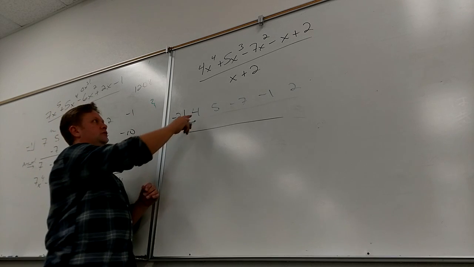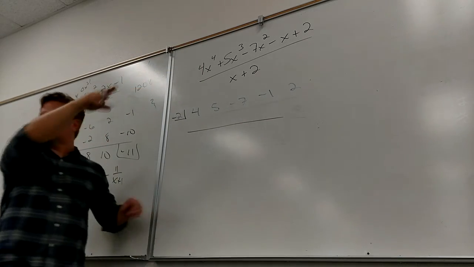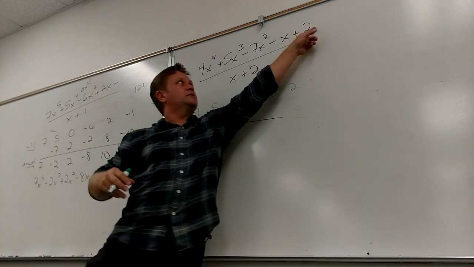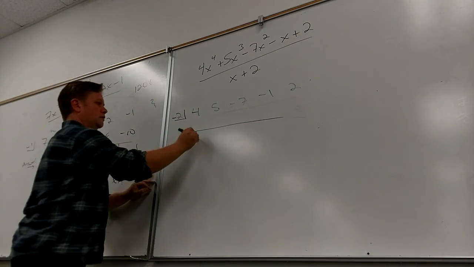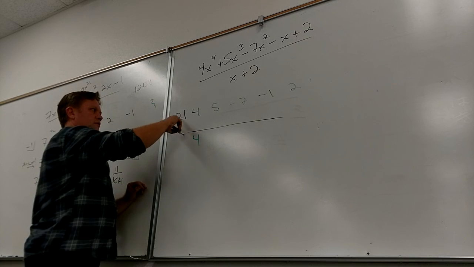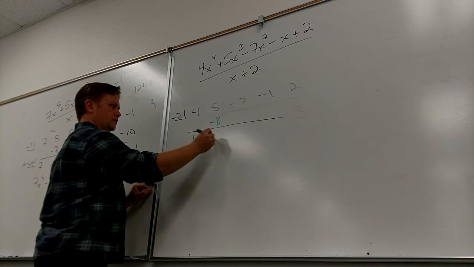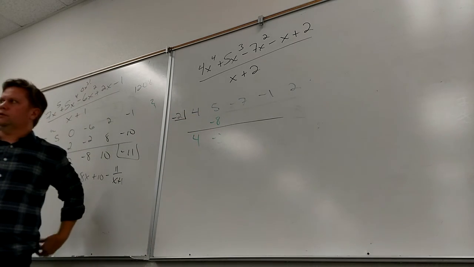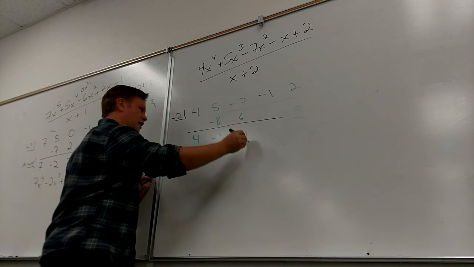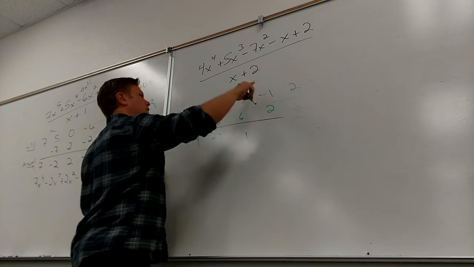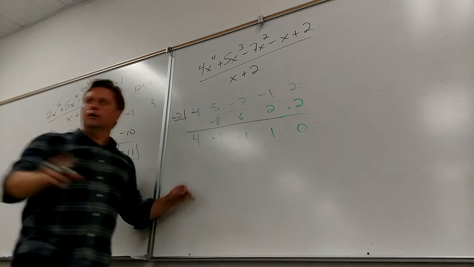Okay, and I didn't have to worry, I had everything there, right? Fourth, third, second, first, no x, the 0th power, to be honest. So started off by bringing that down. And you multiply that, it's -2 times 4 is -8. Add them, -8 and 5 is -3. And then multiply, add. Multiply, add. Multiply, add.